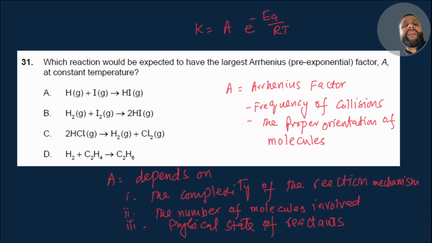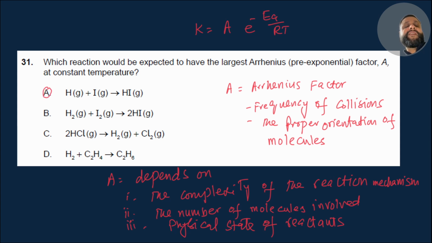So if we look at option A, we have hydrogen gas plus iodine gas forming HI as a gas. So two atoms react together. So this reaction is simple, straightforward. So atomic collisions are very simple and the molecules do not need any significant orientation, and hence I will go with A as the answer.